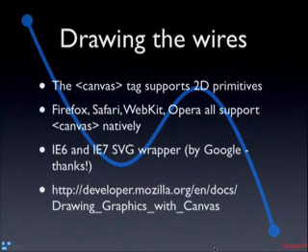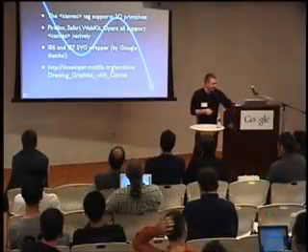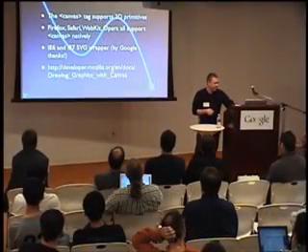Now I'm going to talk a little bit about the wires, one of the more technical parts of this talk. So Firefox, Safari, WebKit, Opera all support Canvas natively. Canvas is just a 2D drawing layer. You can draw Bezier curves, you can draw rectangles, you can draw any type of 2D shape on there. IE 6 and 7 don't, but thanks to you guys, we didn't have to worry about that. So thank you very much. And there's obviously some docs on the Mozilla site for how to get going with that.